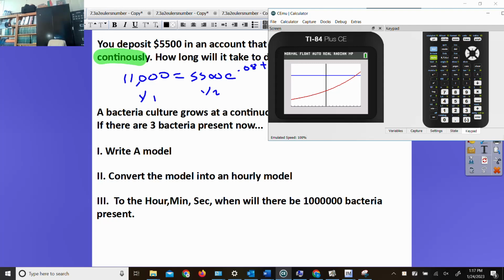Second trace, what? 5. How many times you press enter? Enter, enter, enter. You get about 8.66 years. You get that, Charlotte? 8.66. You haven't done second trace 5. Second trace intersect, that's what I'm saying, 2 times. About 8.66 years.